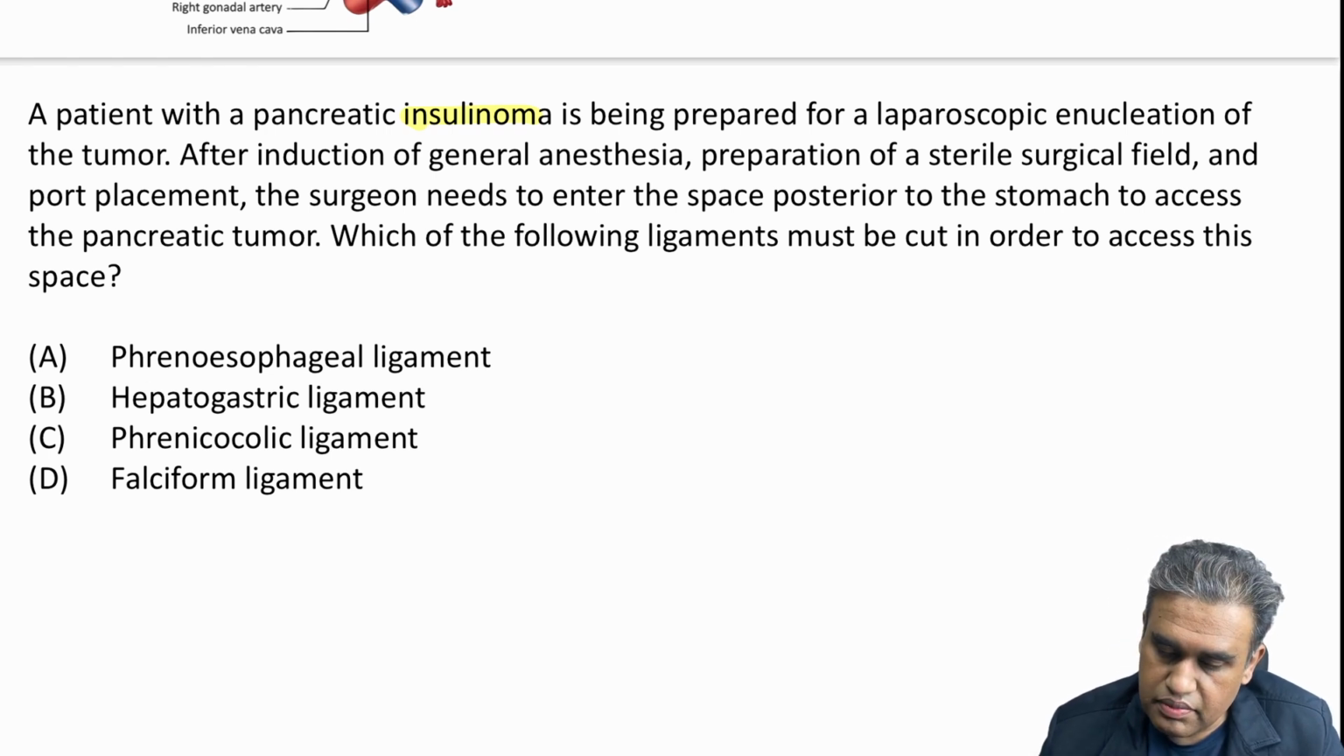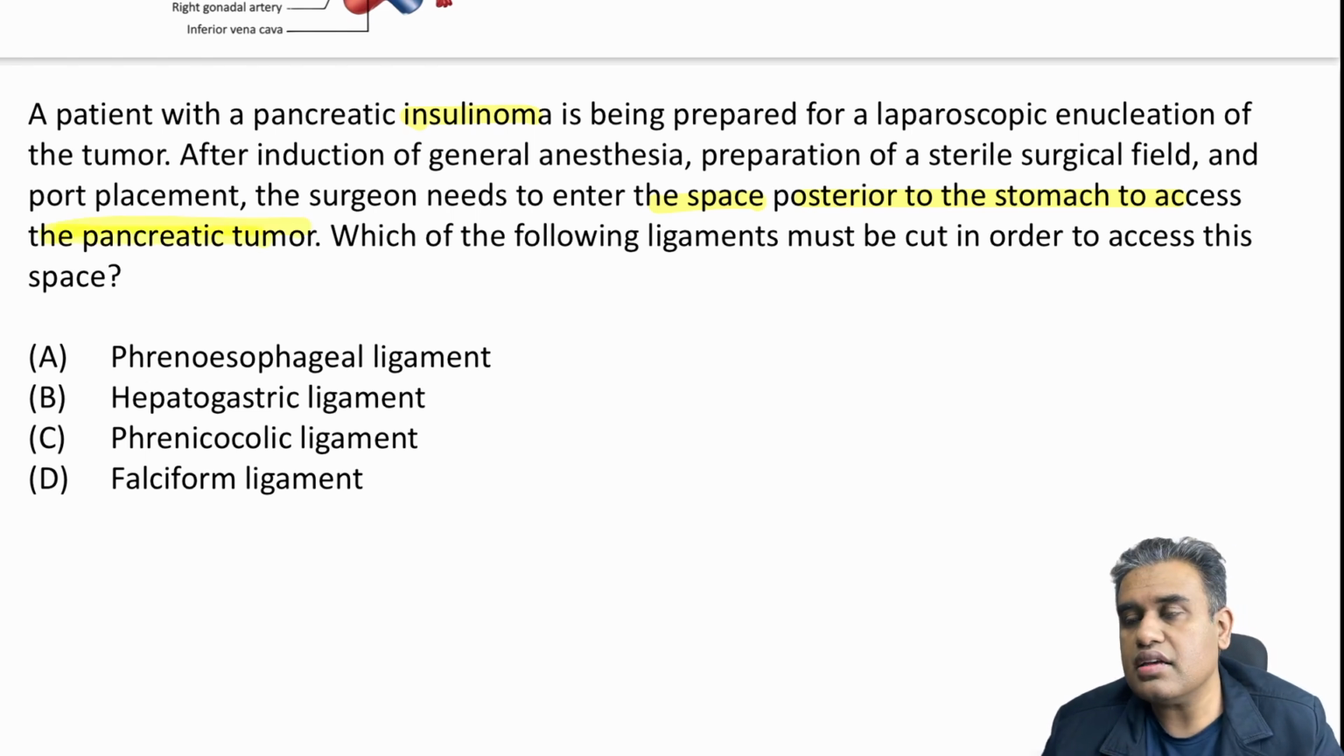After induction of GA, preparation of a sterile surgical field, and port placement, the surgeon needs to enter the space posterior to the stomach to access the pancreatic tumor. This, see, pancreas is retroperitoneal. It is lying at the stomach bed. So you need to go behind the stomach.